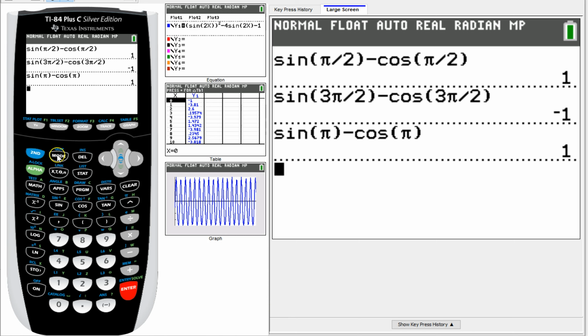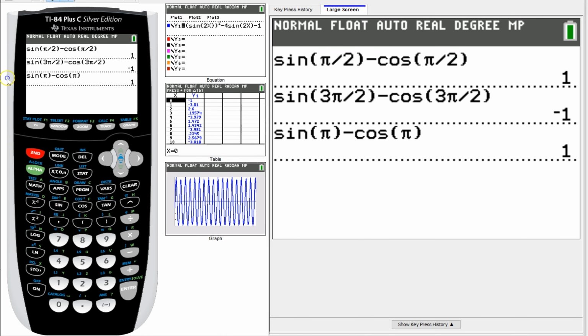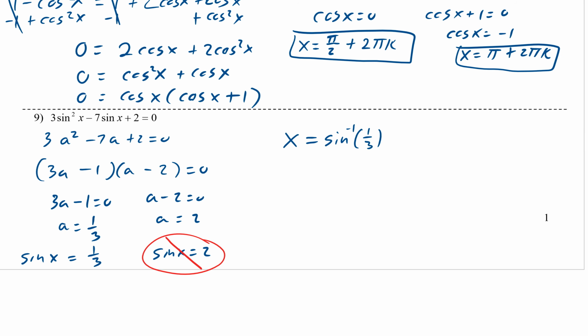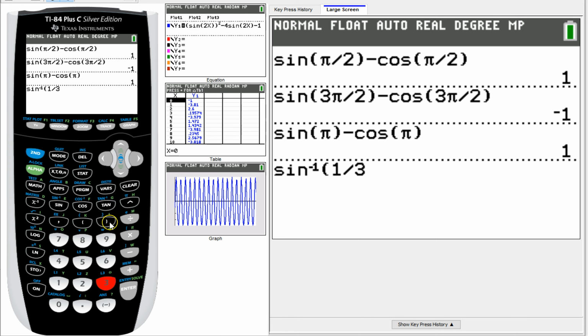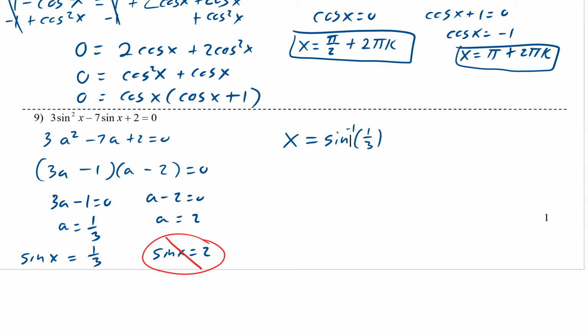So again, let's change it to degrees, because degrees are easier to use with these. Second quit. And then we do inverse sine of 1/3. It's in degrees, so now it will spit out a positive degrees in the first quadrant, which is 19.47. So our x equals 19.47 degrees plus 360 degrees k. That's all of them. But we do have a second one.